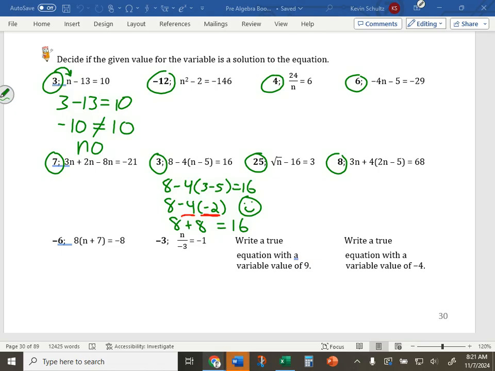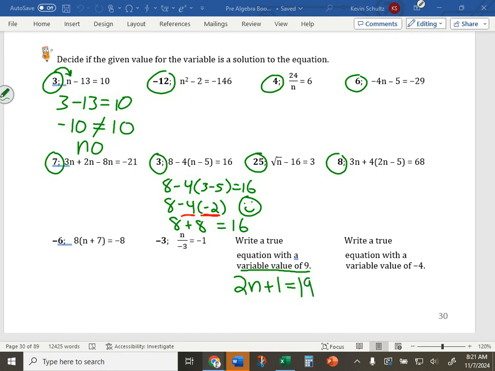The last two, where it says write a true equation with a variable value of 9. You can't use this one, obviously, but what I'm looking for here is like, if my expression is 2n plus 1, and n has to be 9, because this is a variable value of 9, what would my solution be? What would I put on the other side of the equal sign? If I start with 2n plus 1, which I just made up off the top of my head, what would I put on the other side? If my variable value is 9, what goes on the other side? 19. Okay?